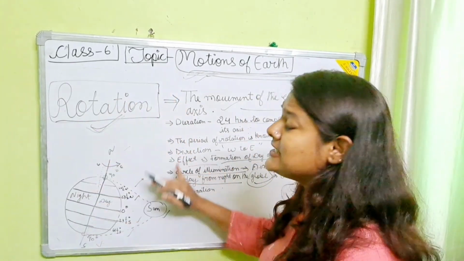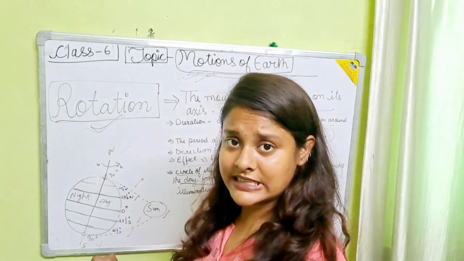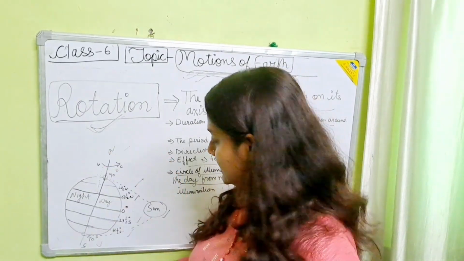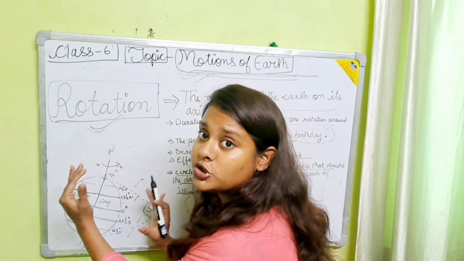We have studied this in an earlier chapter. This is the axis, which connects the North Pole with the South Pole. This is the North Pole and this is the South Pole. Now this is the Earth, which is spherical in shape, geoid in shape.